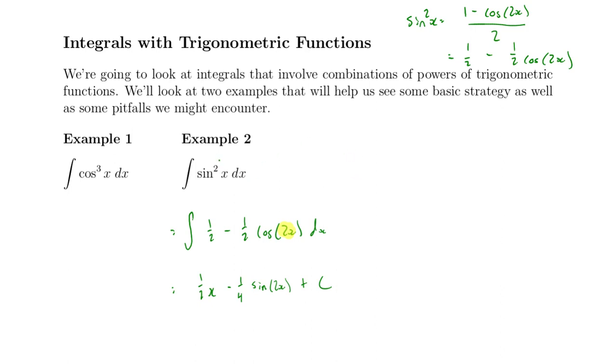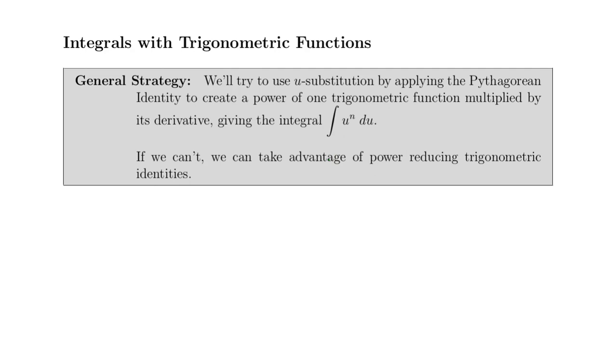So again, the big pitfall here is that this even 2 exponent didn't allow us to peel off a copy of a cosine function or a sine function to act as the derivative of u. So that's going to be our general strategy. What we're going to do is just try and use u substitution. We'll flirt around with the Pythagorean identity to see if we can create a power of one trigonometric function multiplied by its derivative. And then when we go ahead and do a u substitution, we just get u raised to some power du. And if we can't do that, we're going to try and take advantage of power-reducing trigonometric identities.